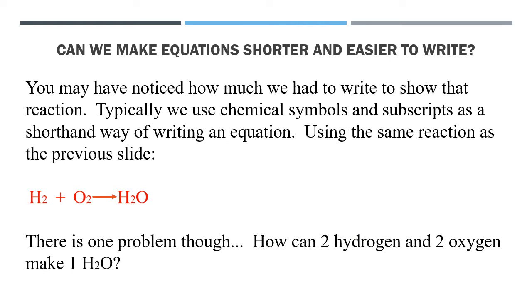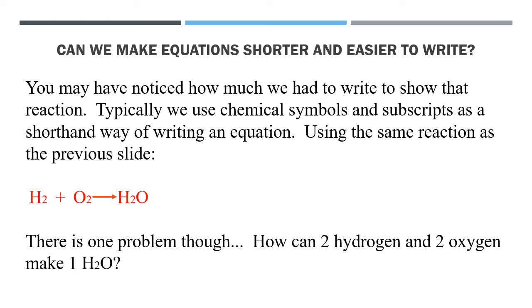Can we make equations shorter and easier to write? You may have noticed how much we had to write to show that reaction. Typically, we use chemical symbols and subscripts as a shorthand way of writing an equation. Using the same reaction as the previous slide, H2 plus O2 equals H2O, which represents hydrogen gas plus oxygen gas makes water.